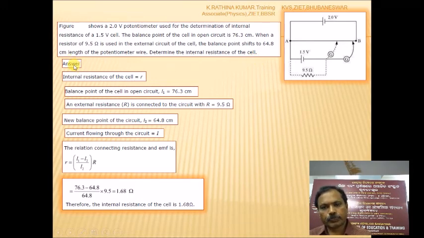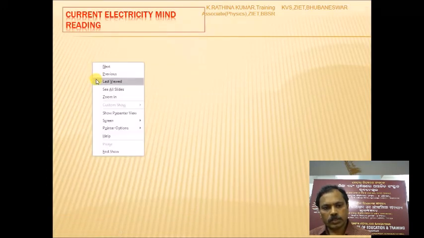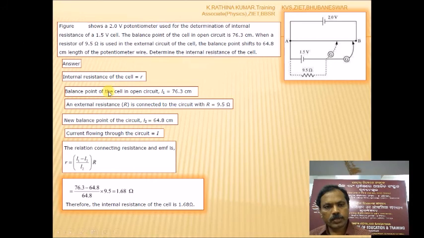So we know the equation, then write down the given values. The internal resistance of the cell is r. The balance point of the cell in open circuit is L1, given as 76.3 centimeter. An external resistance R is connected to the circuit, R = 9.5 ohm. The new balance point is 64.8, that is L2. The current flowing through the circuit is I.